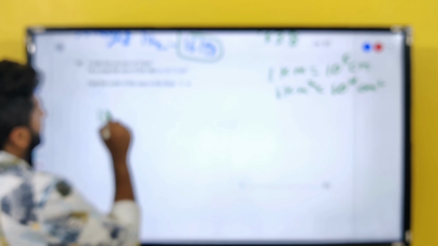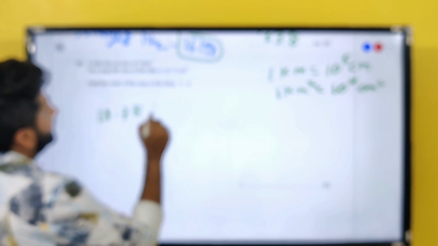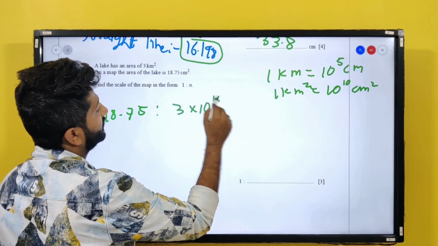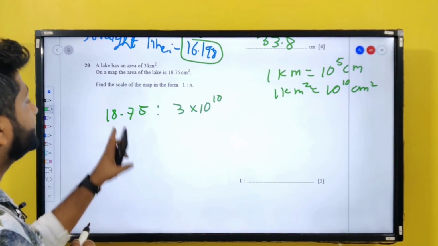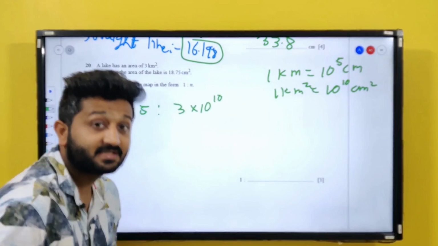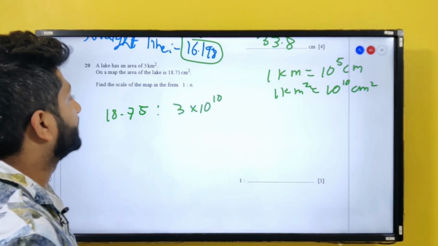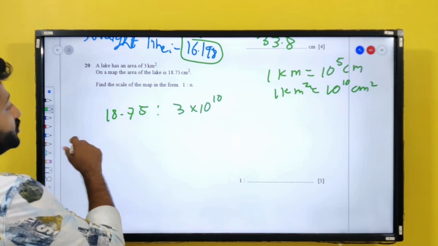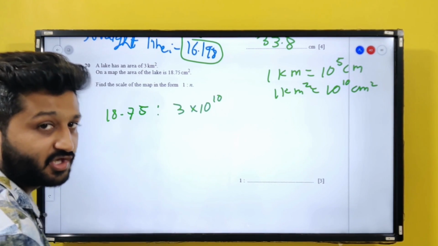So now what is the scale factor of area? The scale factor is 18.75 is to 3 into 10 raised to 10, right? Now this is my area factor. Now what I am supposed to do? I am supposed to find the root of this.